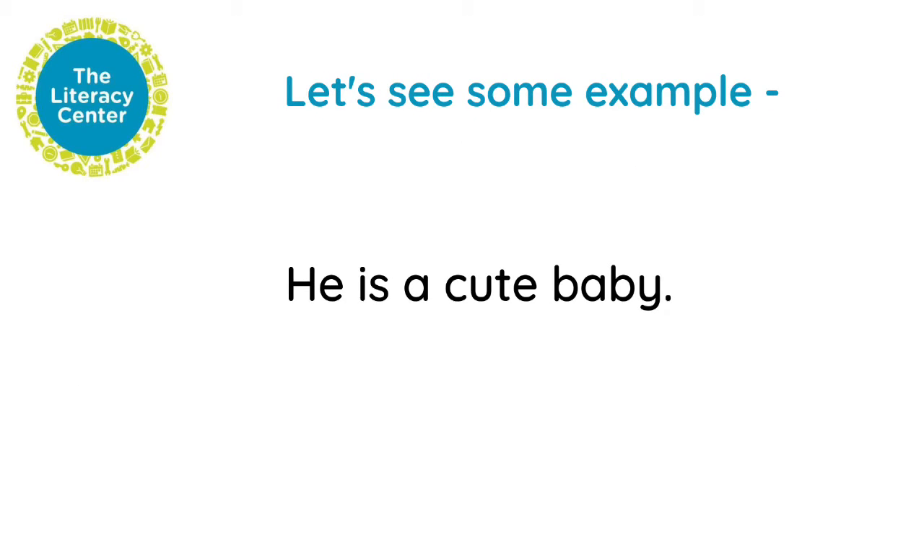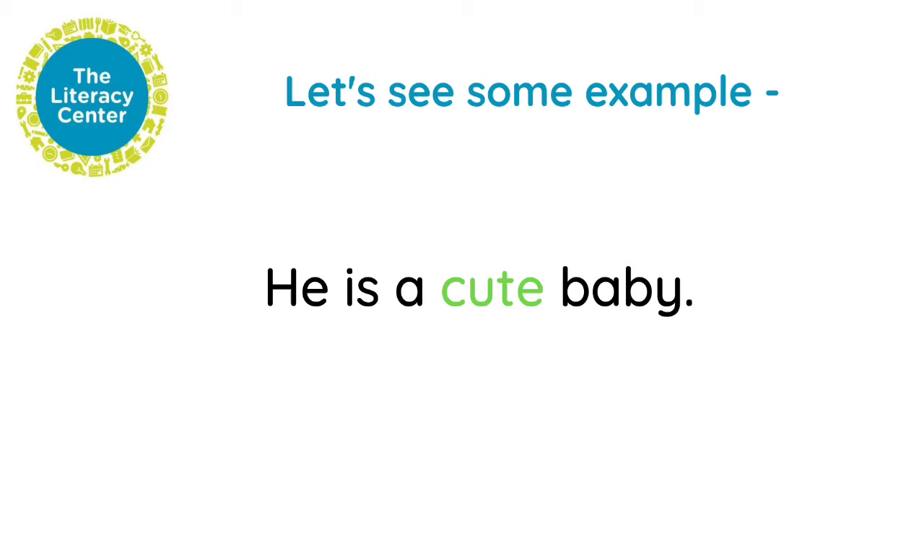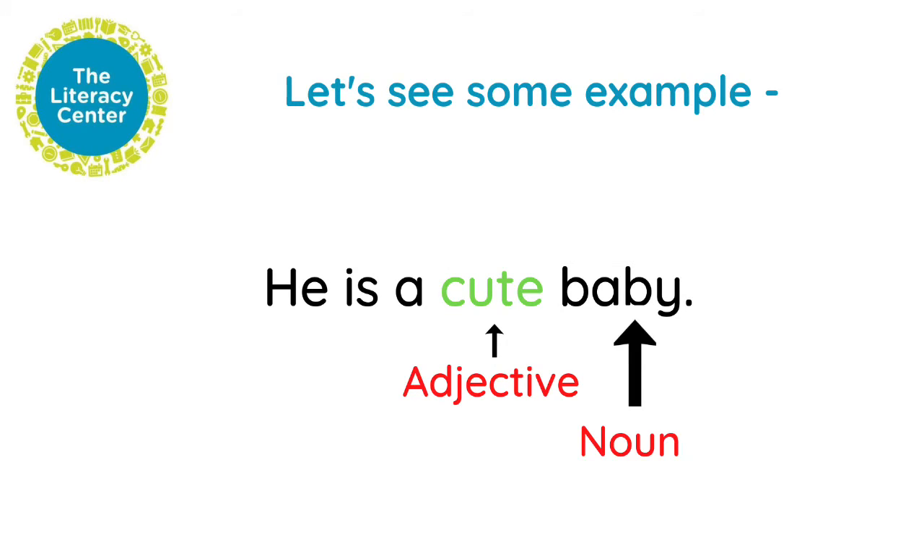Let's see some examples. If you look at this sentence here, he is a cute baby. In this sentence, cute is a modifier. So we can say in this sentence, cute is actually an adjective modifying the noun that is baby. The adjective cute is a modifier. Here, cute modifies the type of baby.